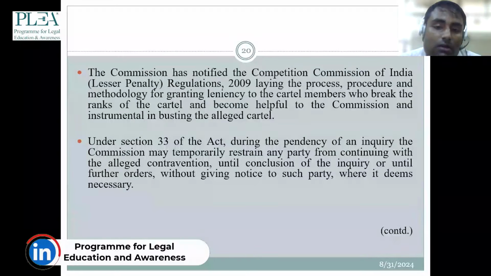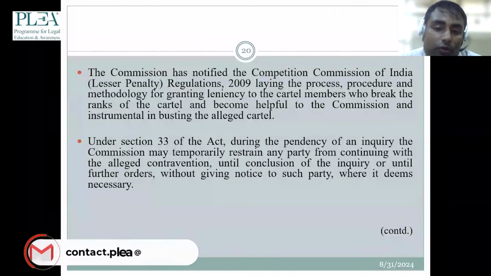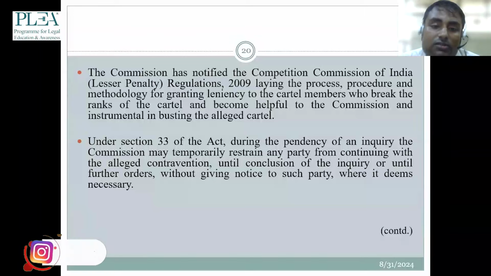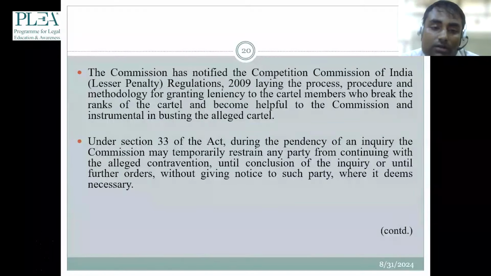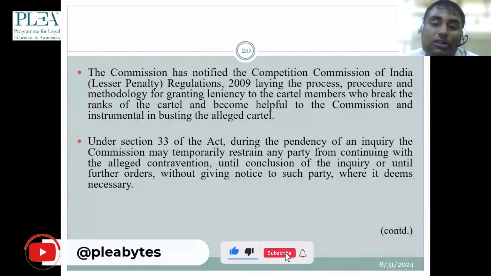So these are the Competition Commission of India Regulations 2009, where the process and the procedure and methodology for granting leniency to cartel members who break the ranks of the cartel have been enshrined. There are norms given. Some are legal and some are illegal. And if you have violated those norms, that will be treated as an illegal cartel.